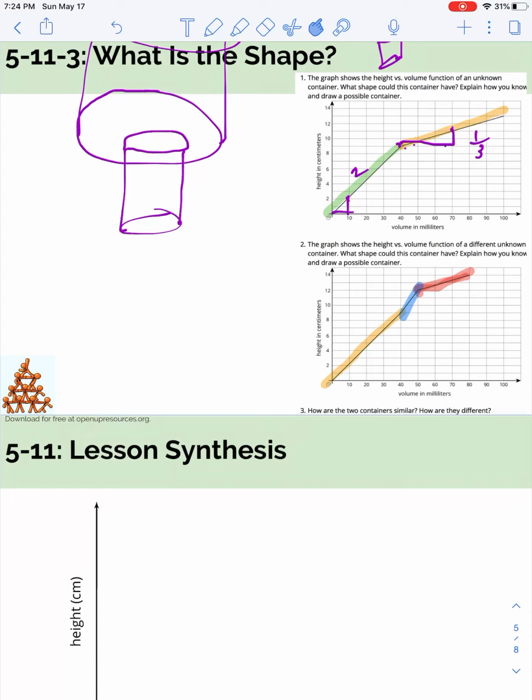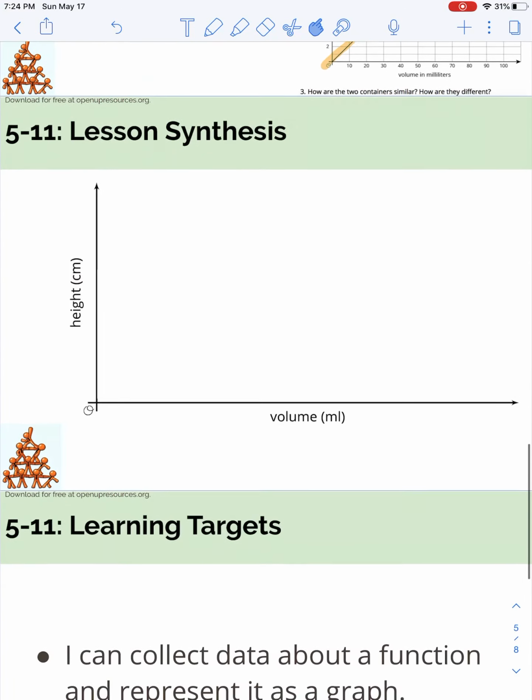And then the middle one is going to be a little short container because it's a short line and it's really steep, so it's going to be narrow but short in height. And then your last one, the red line, you would draw something really wide, right? Because it's got a similar slope. And if you need to, you can count or calculate the slopes.